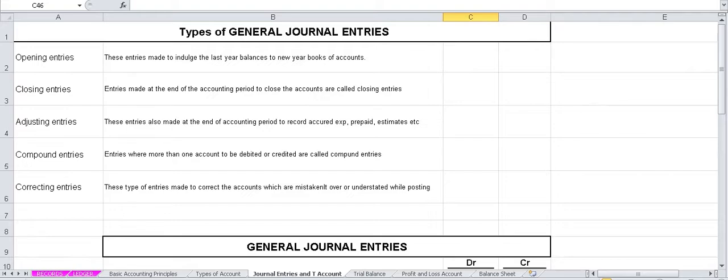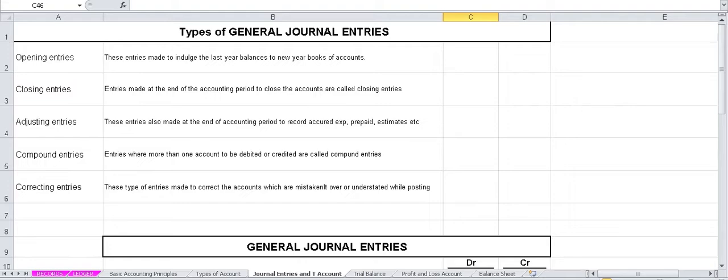Closing entries: entries made at the end of the accounting period to close the accounts are called closing entries. Adjusting entries: these entries are made at the end of the accounting period to record accrued expenses, prepaid expenses, or any kind of estimates.